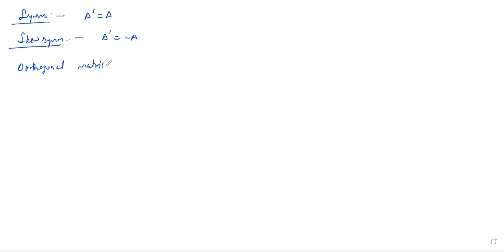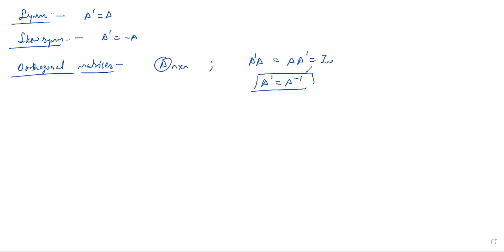Orthogonal matrices. Let's say I have a matrix A, which is a square matrix of order n, n cross n. This matrix is said to be orthogonal if A transpose A equals A A transpose equals identity. From this we can easily see that A transpose equals A inverse. Now I have to check whether it possesses an inverse or not.